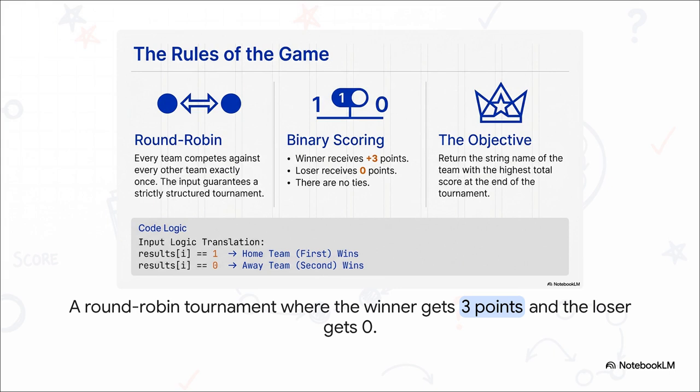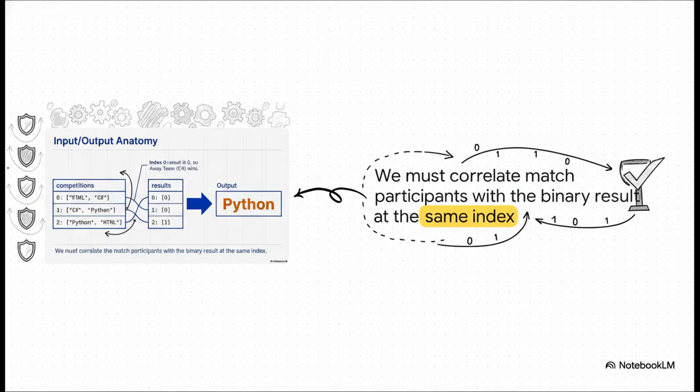Second, the scoring is simple. The winner gets 3 points, the loser gets 0. No ties, nice and clean. And our one and only job? Find the name of the team with the highest score at the end. That's it. Okay, so this is what we're actually given to work with.